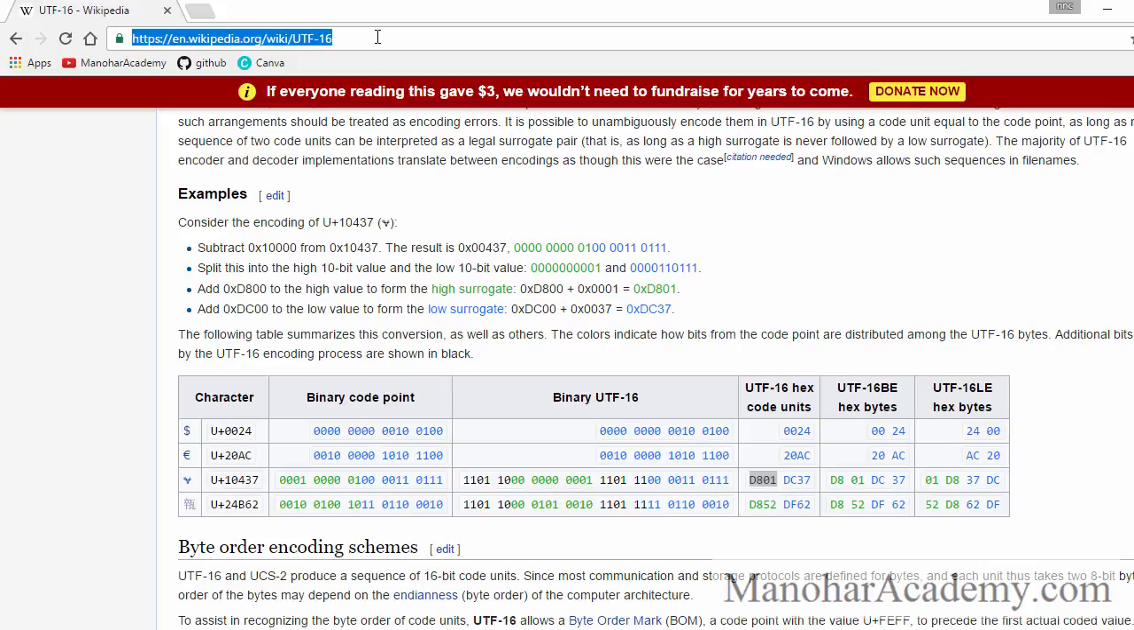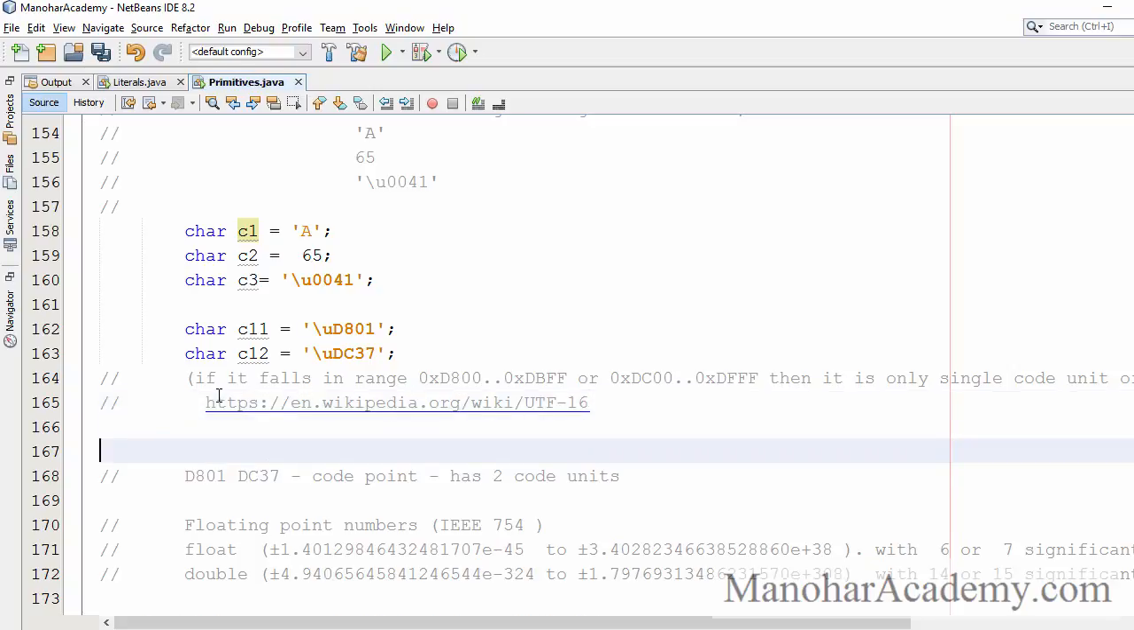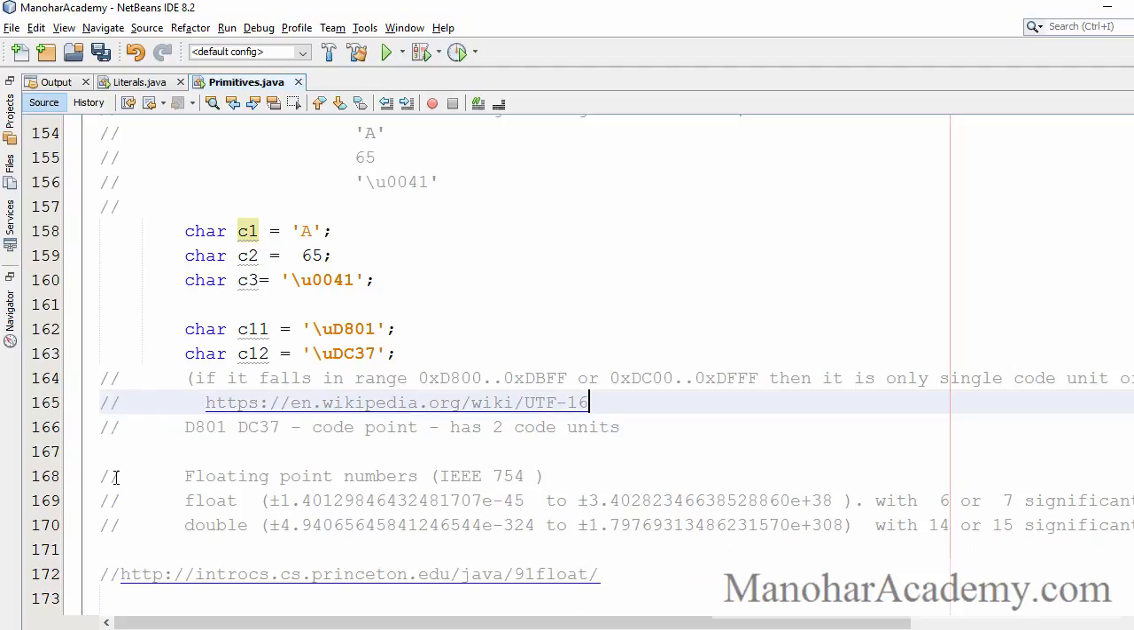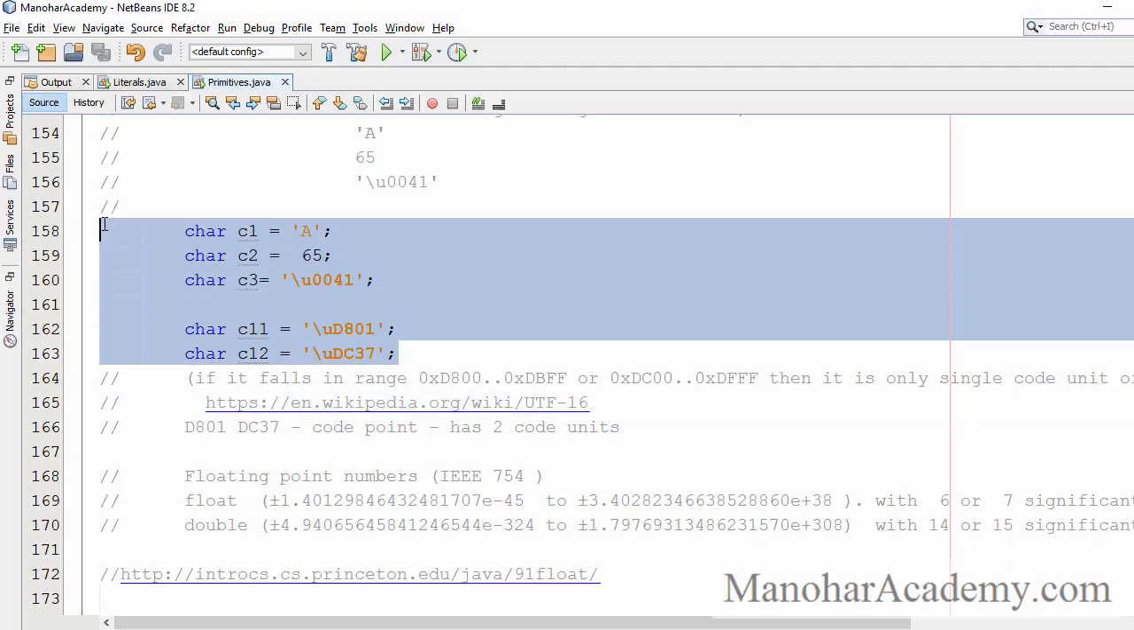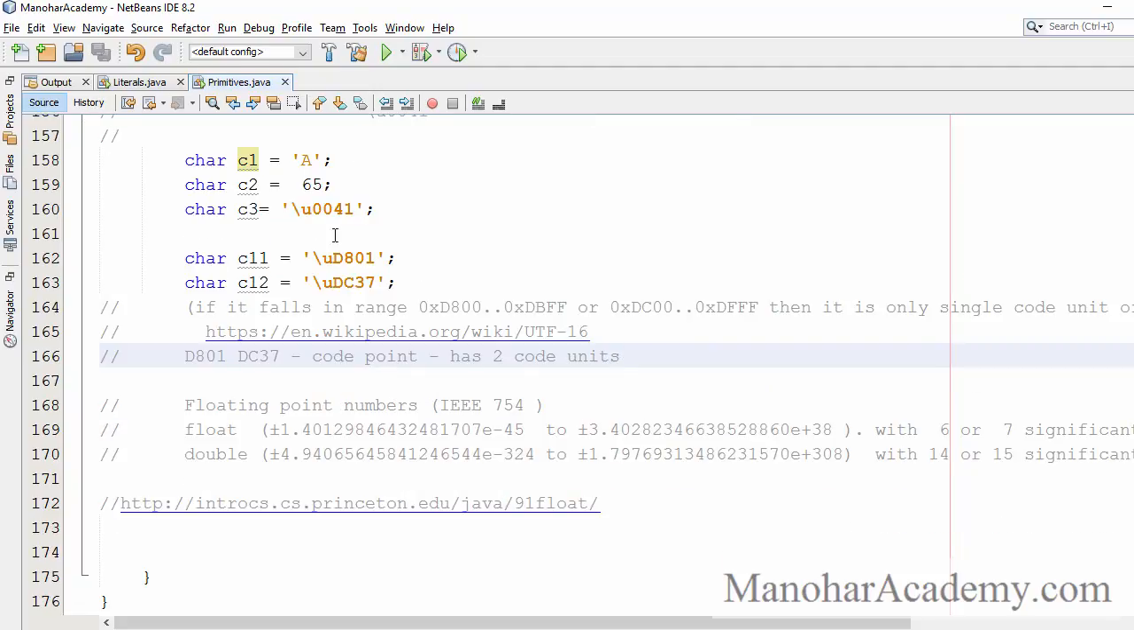I will ask you to go through this link and read a bit more so that you can understand. That is about char. It is very technical. That is the reason I did not cover all these technical details when I introduced the primitive types. They are very technical and you need to understand many things to properly understand character. That's okay, but we learned our lesson. Unless we know what we are dealing with, don't use char.